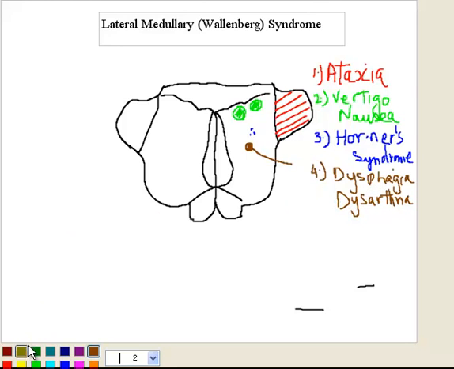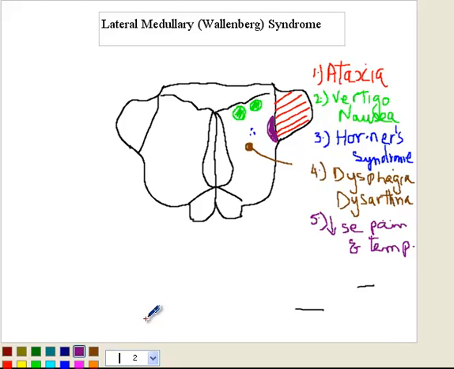Then the other structures that are involved are the spinal tract and the nucleus of the fifth nerve. So you have the spinal tract and the nucleus of the fifth nerve that is involved, and that leads to ipsilateral decrease in pain and temperature. That's also on the same side that is affected.